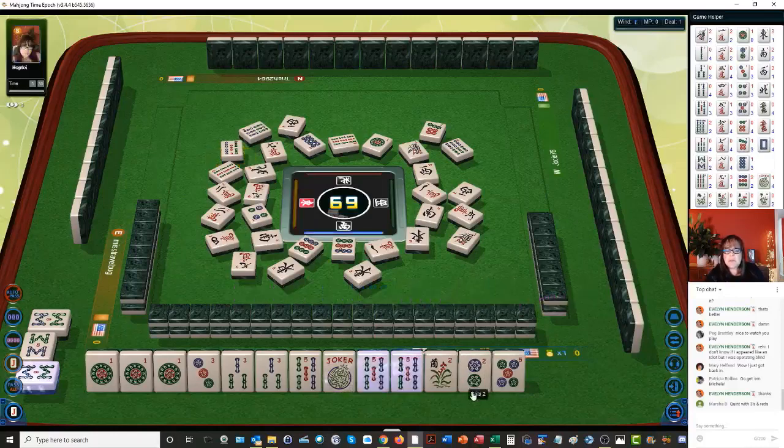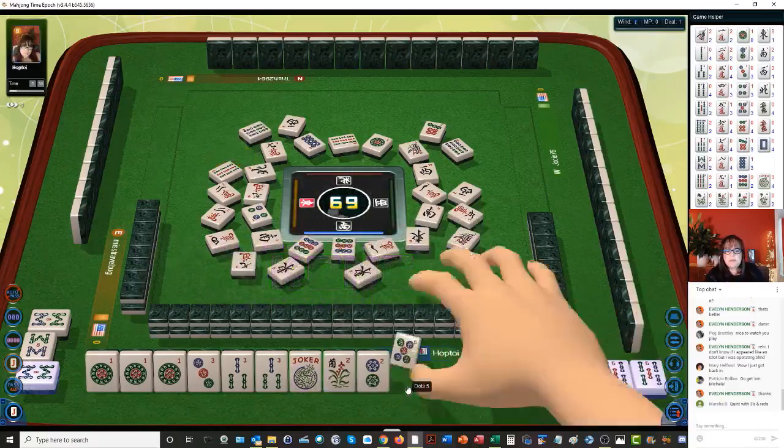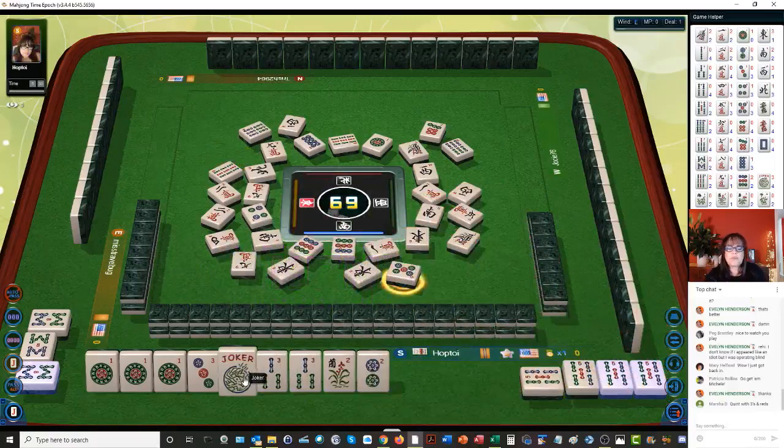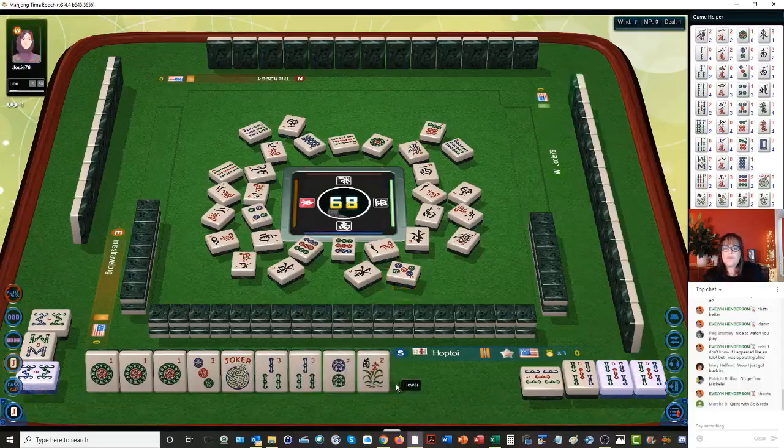Let's Kong. We're going to commit. Kong. So now we're light five with our dots. Three dot, but we could pung the three bam. So if we can get a three dot or another joker, we'll be good. This eight bam in a pung is available. There's a joker there. And, of course, one of our fives we could maybe get.